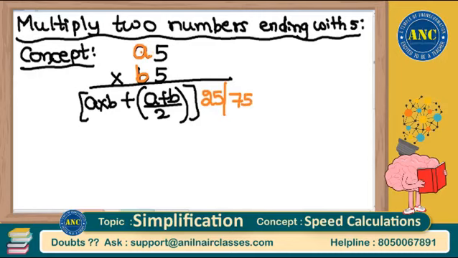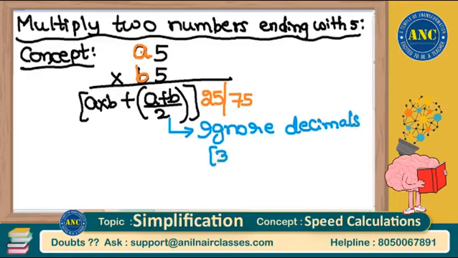That means a5 into b5 is given by a into b plus (a plus b) by 2, and the last two digits are 25 or 75 depending on the nature of a and b. If you get any decimals in (a plus b) by 2, kindly ignore the decimals. What is the meaning of ignoring the decimal? Suppose I got 3.1. Ignore this 0.1 and write it as 3. Suppose I get 3.9, again ignore 0.9 and write it as 3. Don't approximate 3.9 to 4. I am asking you to ignore the decimal, not approximate it.